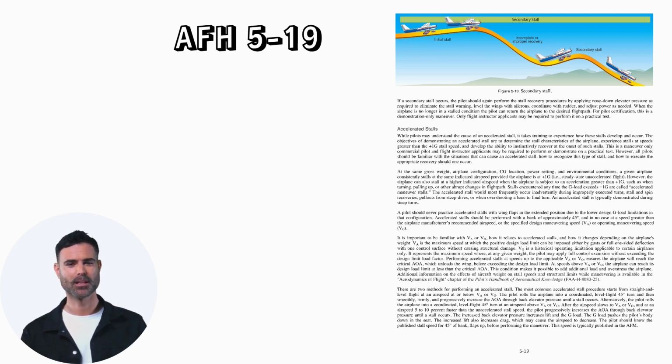Additional information on the effects of aircraft weight on stall speeds and structural limits while maneuvering is available in the Aerodynamics of Flight chapter of the Pilot's Handbook of Aeronautical Knowledge. There are two methods for performing an accelerated stall. The most common accelerated stall procedure starts from straight and level flight at an airspeed at or below VA or VO. The pilot rolls the airplane into a coordinated level flight 45 degrees turn and then smoothly, firmly, and progressively increase the AOA through back elevator pressure until a stall occurs.